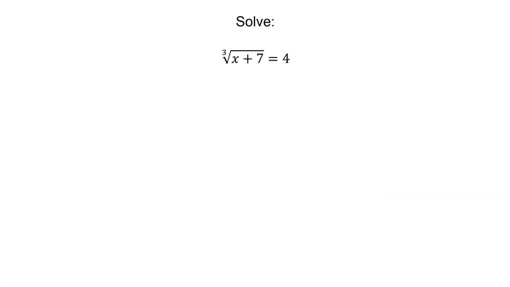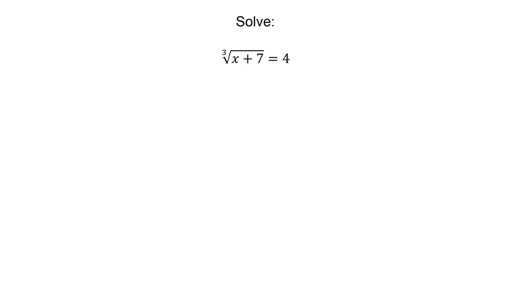In this example, we're asked to solve the cube root of x plus 7 equals 4. This is the first equation that we've had that has a cube root in it rather than a square root. So how do we solve cube root equations? First things first, always make sure that the cube root expression is isolated on one side of the equation. In this equation, the cube root of x plus 7 is already by itself on the left side of the equation, so step 1's done.